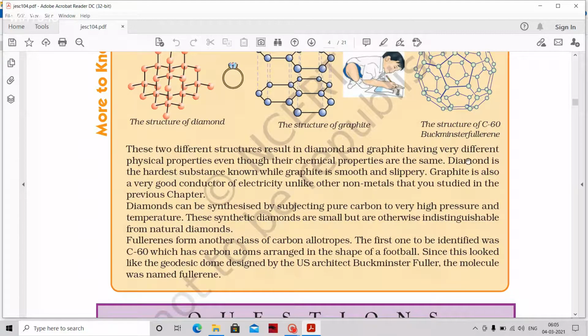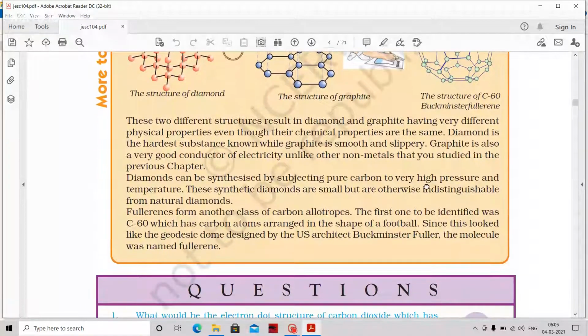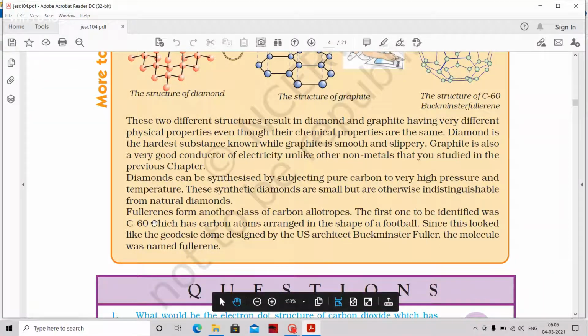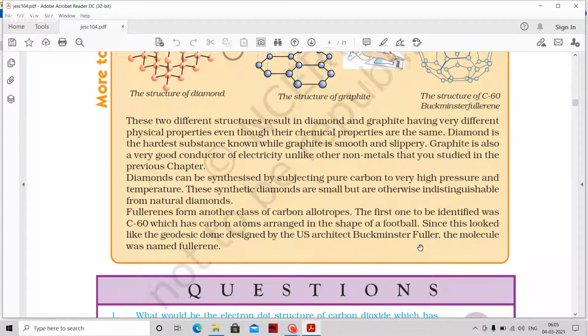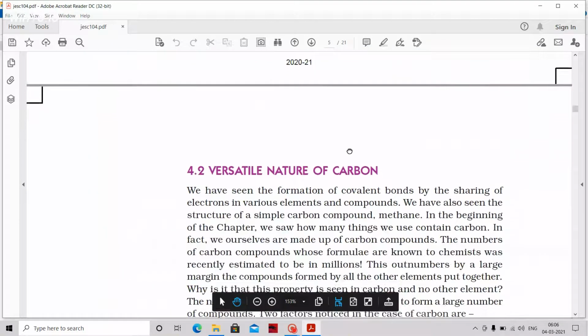These are another type of carbon allotropes. You can see the full picture here. The first one which was identified is C60, where 60 carbons are arranged in the shape of a football. Since this looked like the domes designed by architect Buckminster Fuller in the US, who designed several buildings like geodesic domes, and these also looked similar to that, they are called Buckminster fullerene. So these are the ways we can learn these additional allotropes.